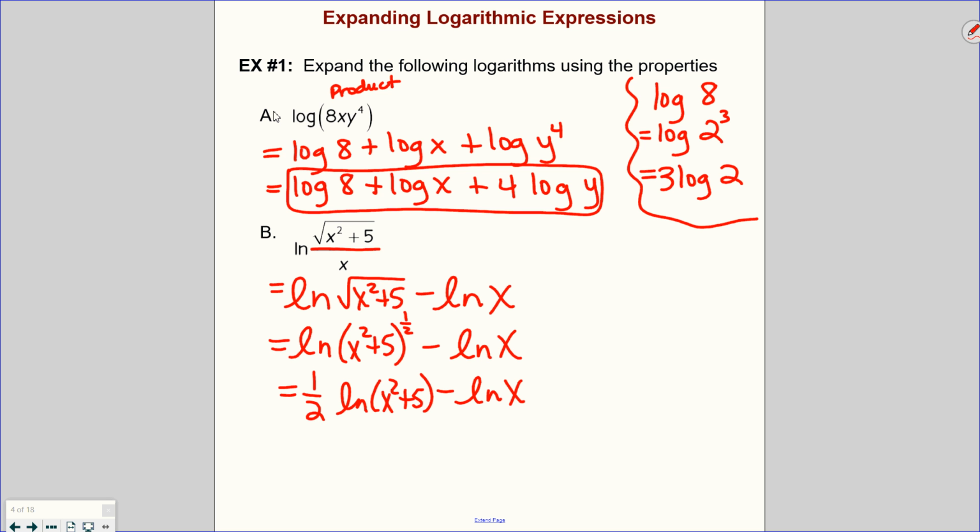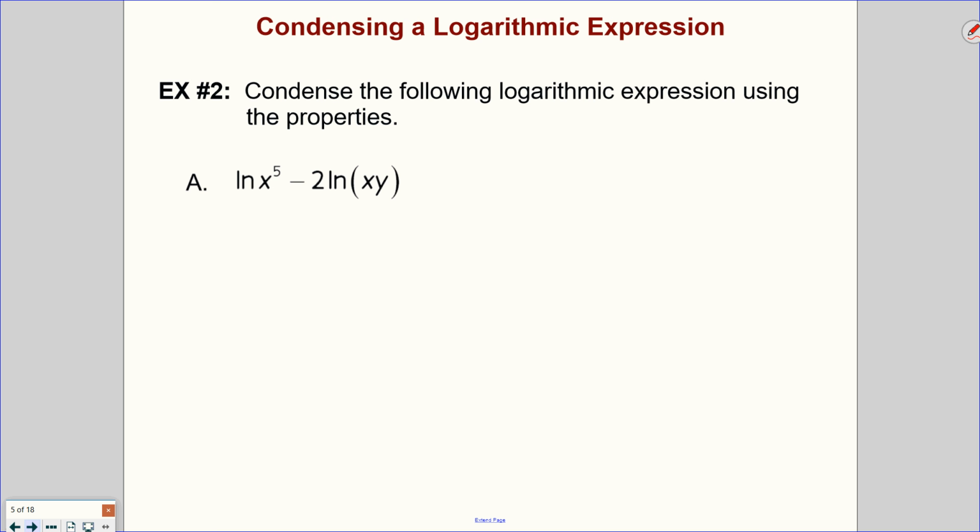And so that's, again, if you see square roots or you see something that can be written as a power, you write it as a power on the inside, and then we can pull the power in front. All right, so now we're going to go the opposite way. We're going to condense this down until it's a single log expression, which is very, very often what we do.